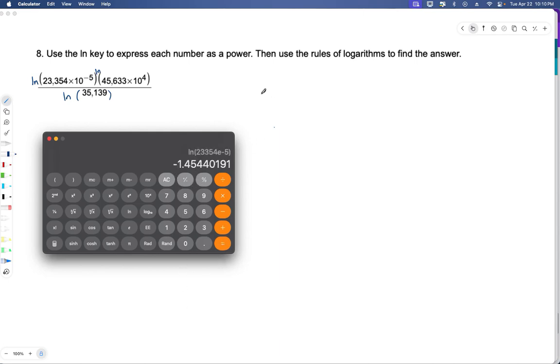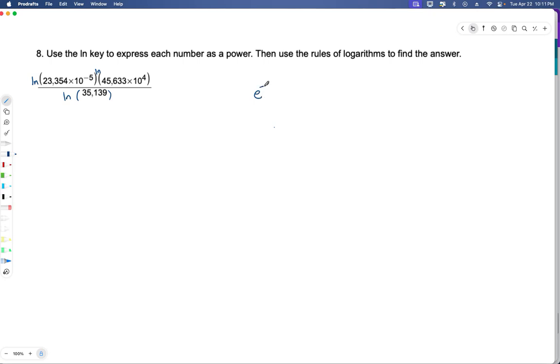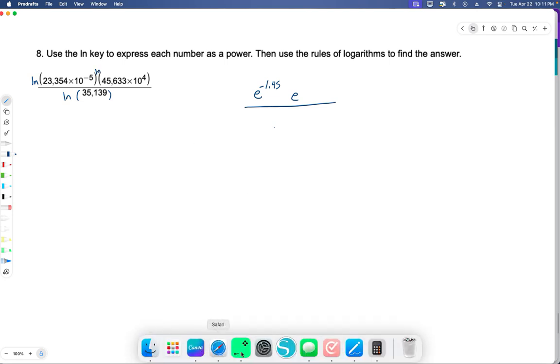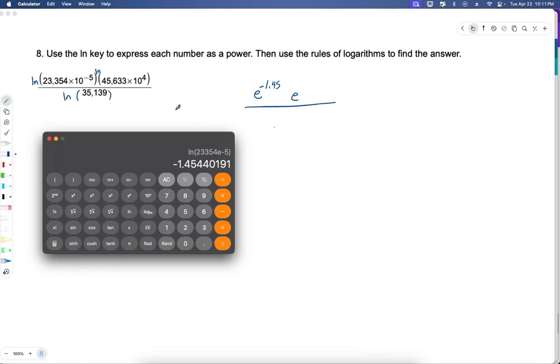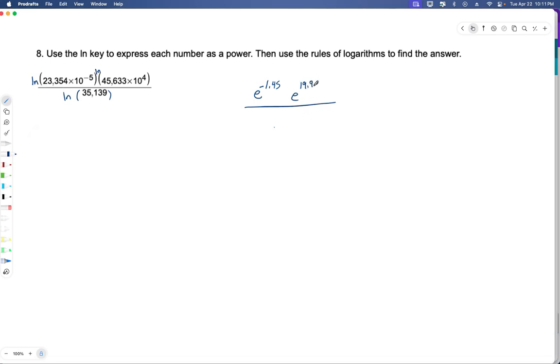So now this becomes e to the negative 1.45. Now I'm going to do this number. Notice I'm just typing it in the same way it is. The ln key, and then 45633 times 10 to the 4th power, equals. So 19.94, because this is going to round up. 19.94. Now this one at the bottom.